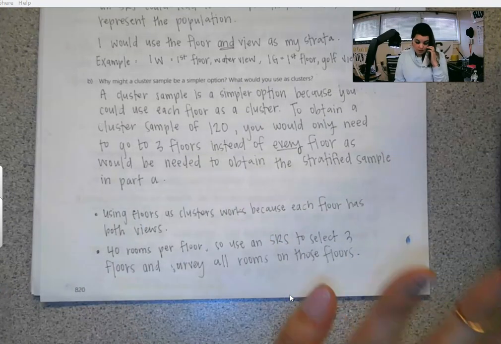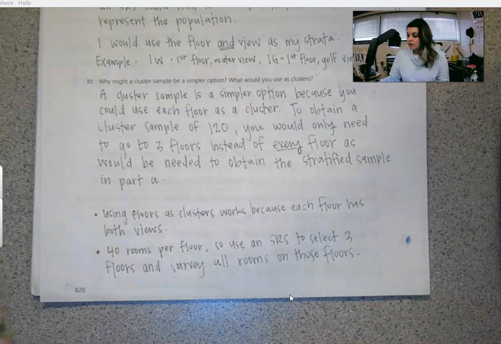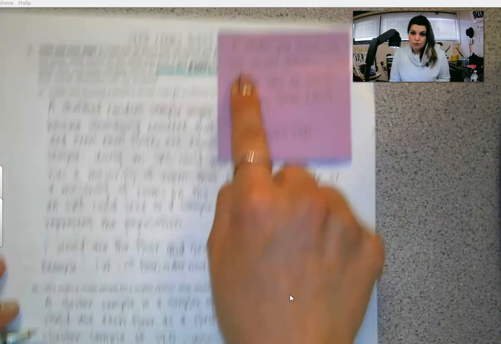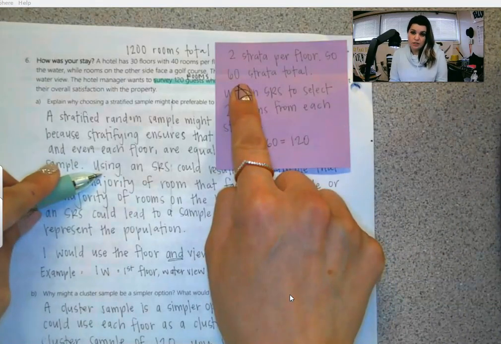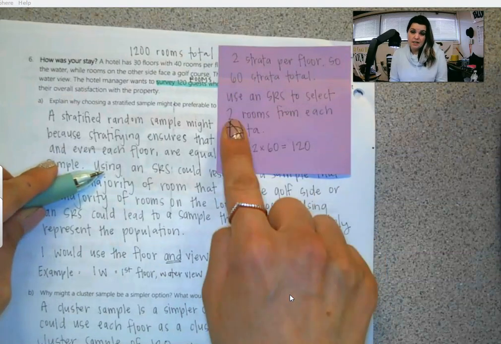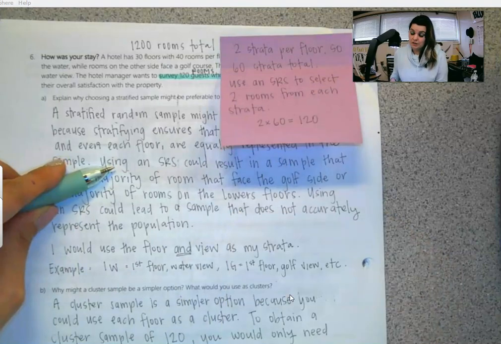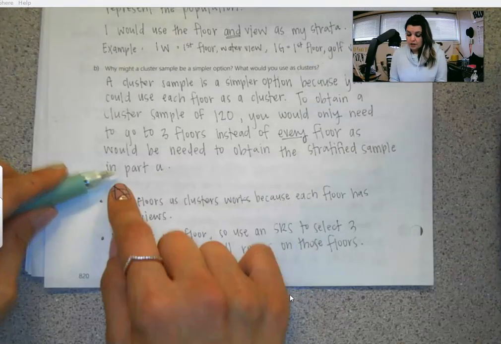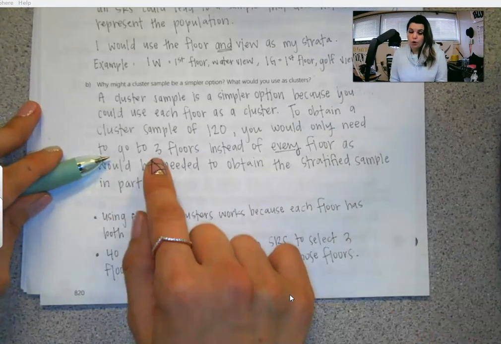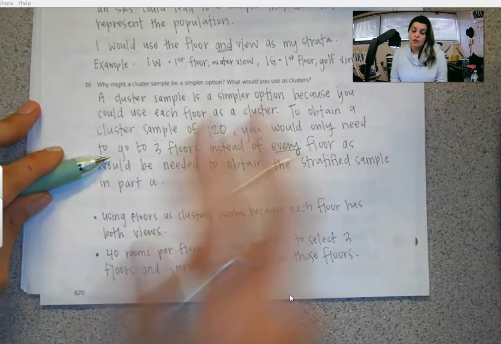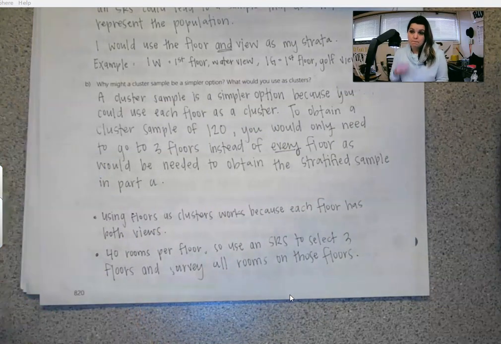I'm going to just make sure that I say one more time, especially on the part where you select. If you're not understanding how I know that my sample here would produce 60 strata, and that I need to select 2 rooms from each strata, you got to ask me and get that cleared up. And then here, if you're confused about how I know that I would take 3 floors as my sample so that I could have 120 rooms in my sample, make sure that you ask me.